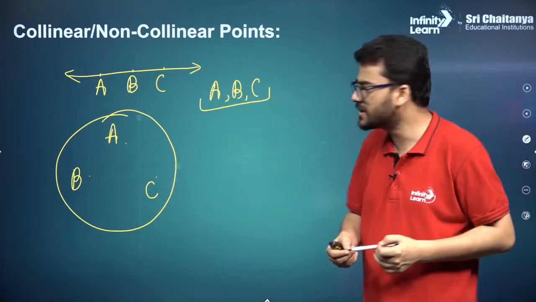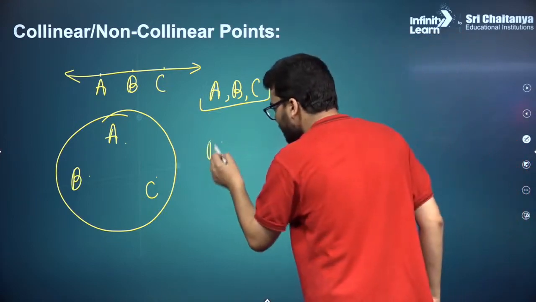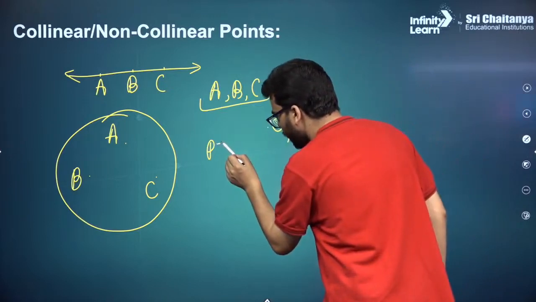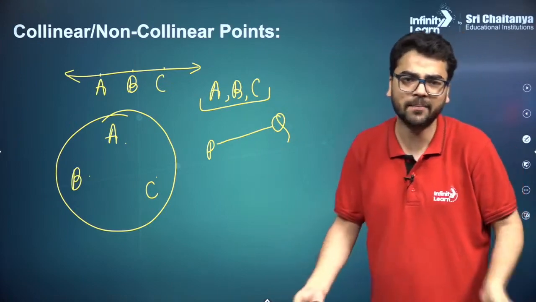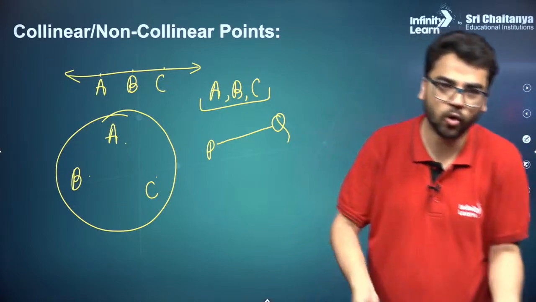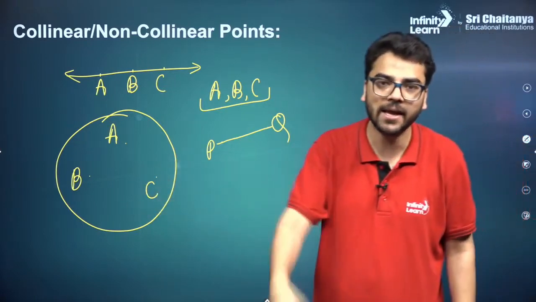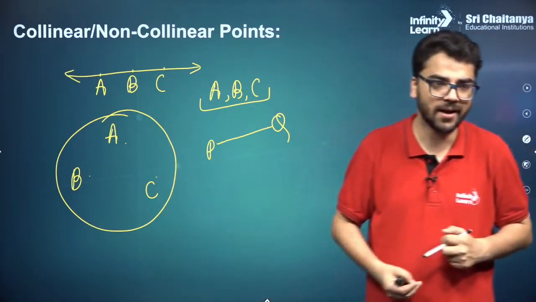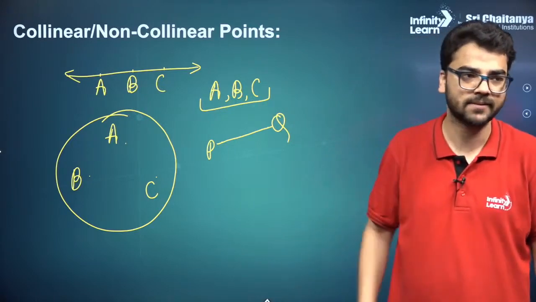Now one more thing you have to understand, that 2 points are every time collinear. For example, you take a point P and a point Q over here. Every time you will be able to draw a line or a line segment passing through P and Q. So a pair of points is every time collinear, but 3 points will be collinear if a unique line or a line segment can be drawn joining those 3 points, right? I hope the meaning of collinear and non-collinear points is clear.